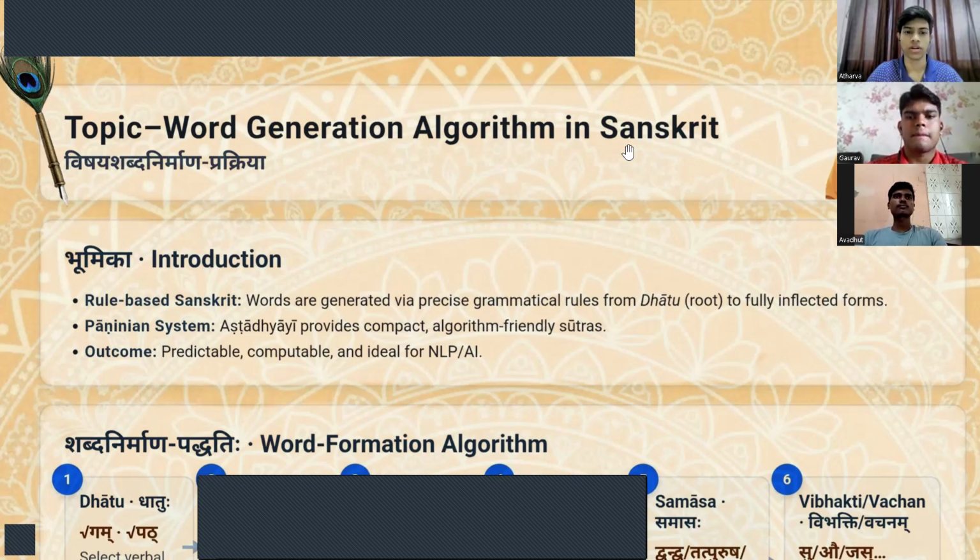Our presentation will be divided into three main parts. First, introduction to the concept of word formation. Second, word formation algorithm with its example. Third, features and application along with our conclusion.